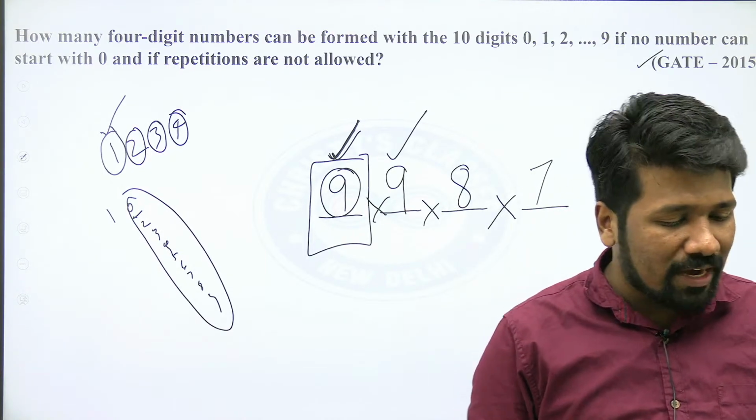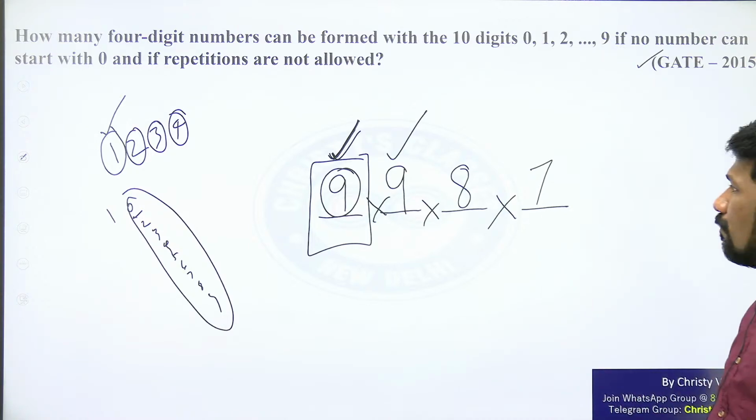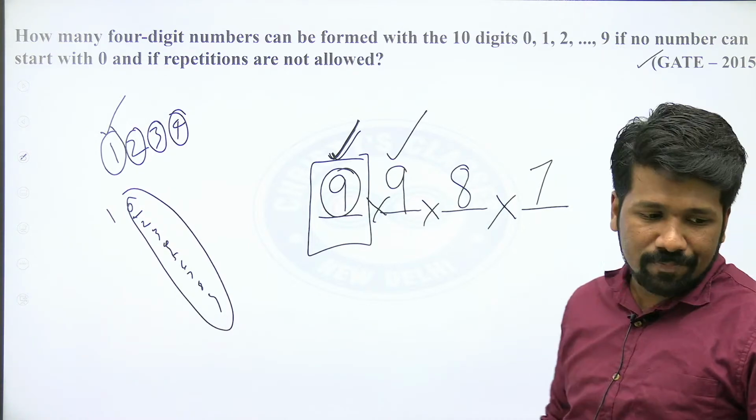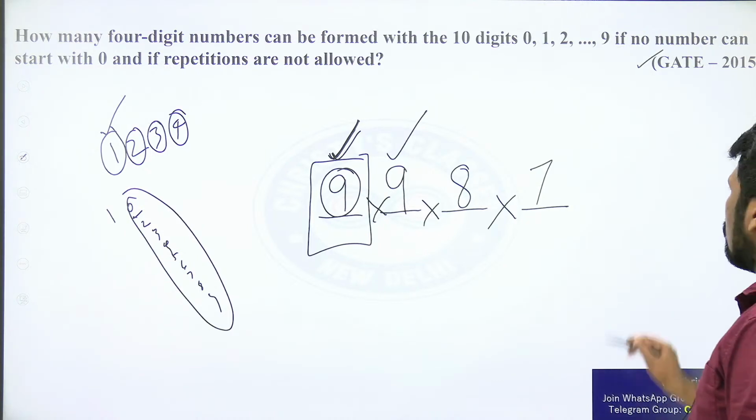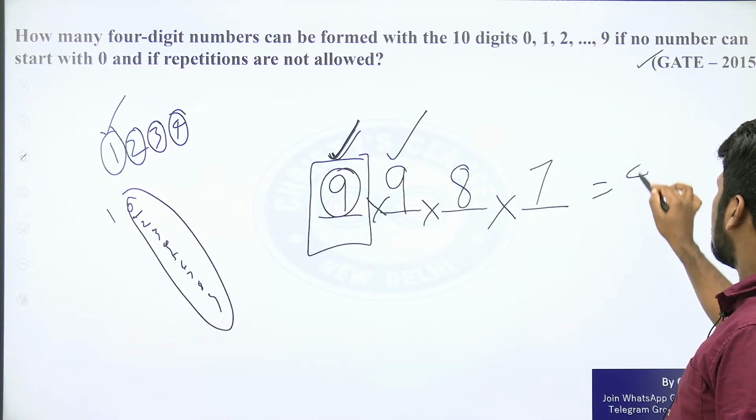I will give you some practice questions of this type for your further understanding of this topic. Did you all understand this much? So 9 into 9 into 8 into 7 will be the answer. 9 into 9 into 8 into 7 will come up to 4,536, right?